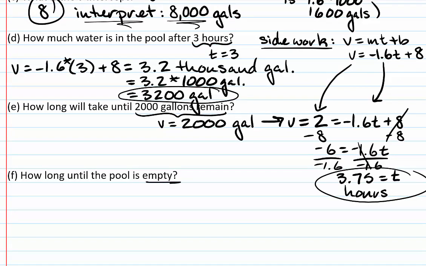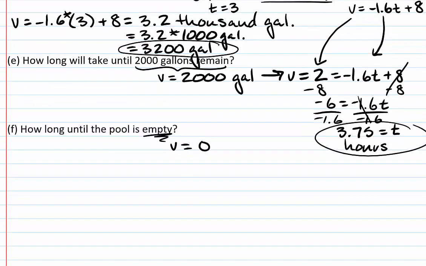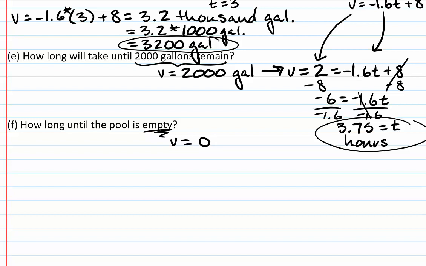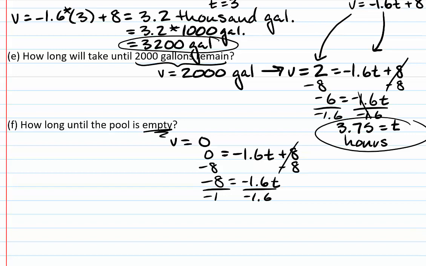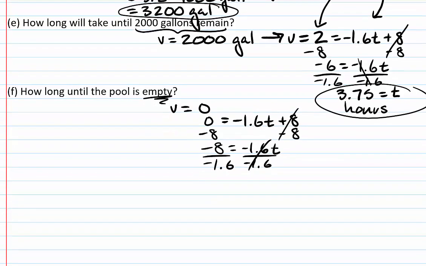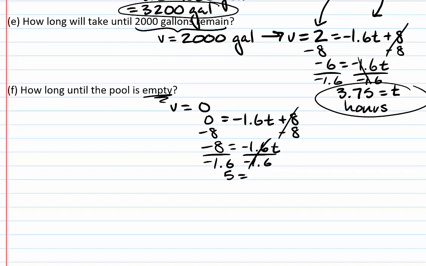How long until the pool is empty? Well, empty would mean V is 0, right? Because there are 0 gallons left in the pool. So we're going to do the same thing we just did in part E. We're going to take 0 equal to our equation, because we're putting 0 in for V, and solve. So we'll subtract 8 from both sides, just like we did before. And we'll divide by negative 1.6 on both sides like we did before, so that we can solve for t. And if you do that, you get 5. And remember that t is in hours.